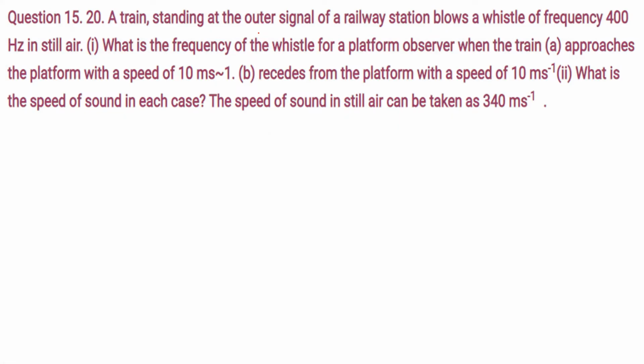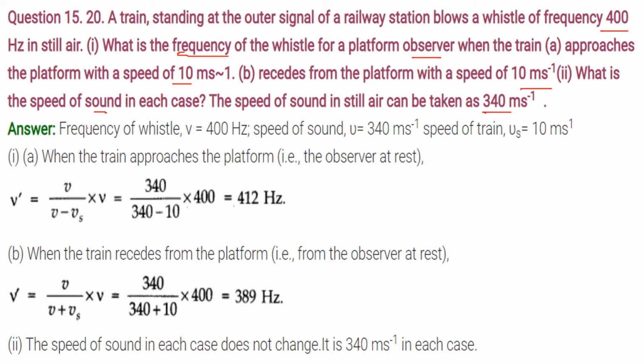A train standing at the outer signal of a railway station blows a whistle of frequency 400 Hz in still air. What is the frequency of the whistle for a platform observer when that train first approaches the platform with this speed, and recedes from the platform with this speed, and what is the speed of sound in each case? The speed of sound in still air has to be taken as 340 meter per second. So the idea here is the frequency of the whistle is v, 400 Hz, which is given in the question. Speed of sound we have to use 340, and the speed of the train is 10 meter per second.